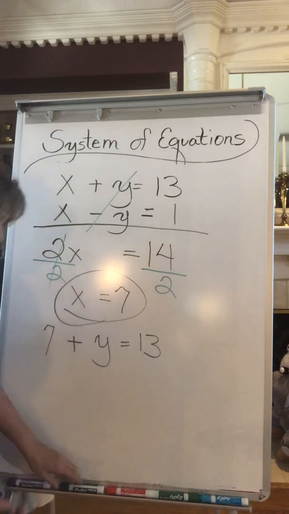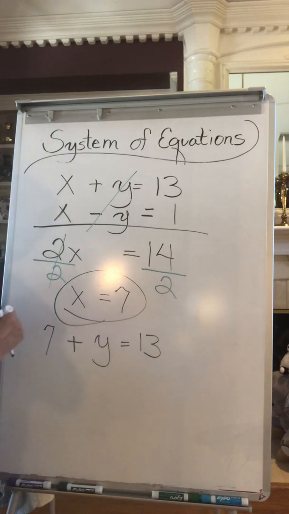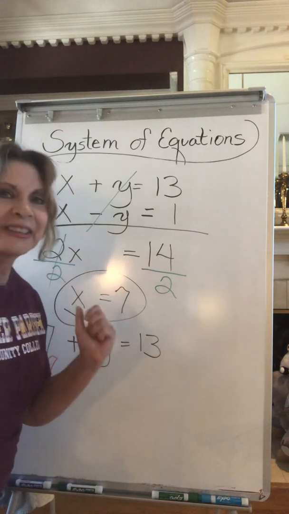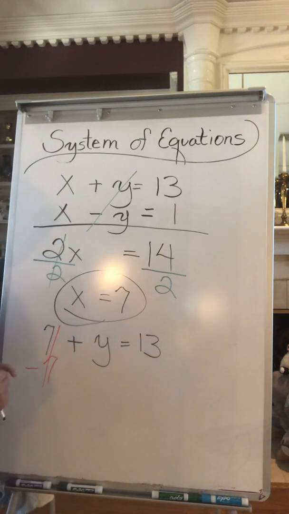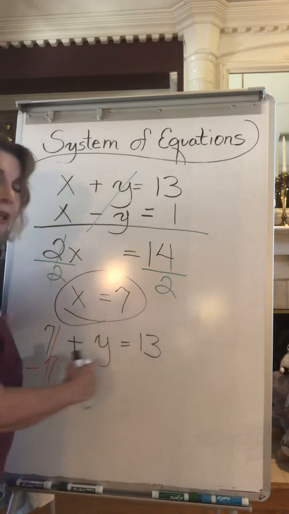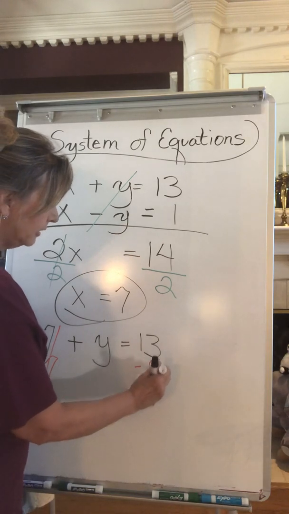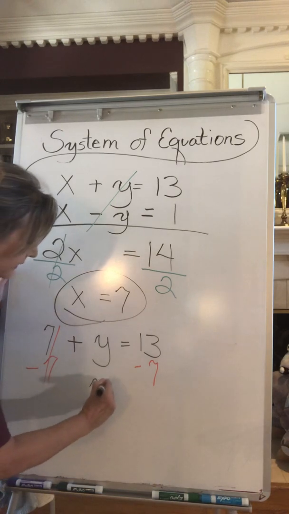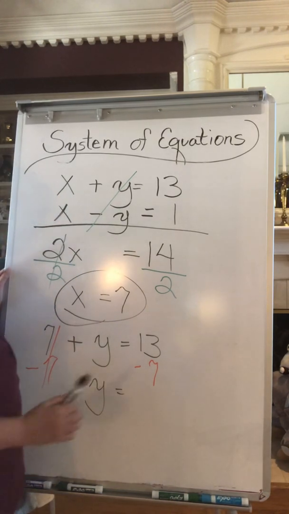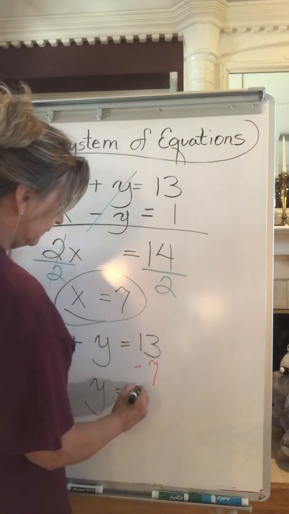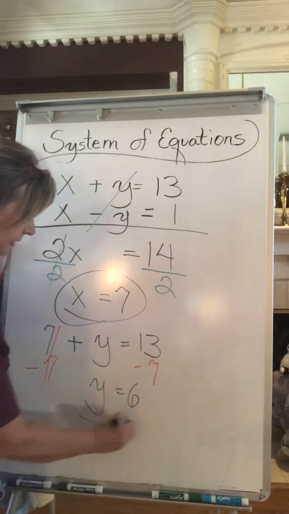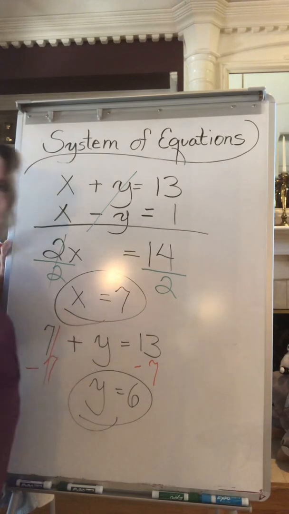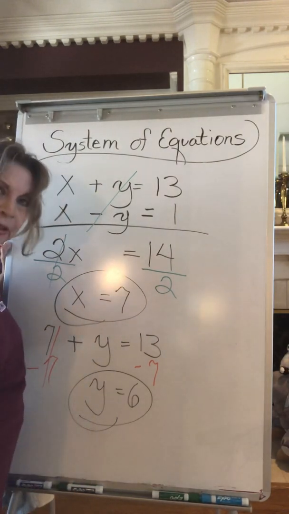7 is a positive number. To get rid of it, I could put a negative 7. 7 takes 7 away, it's out of there, right? Cancel that little buddy out. But if I subtract 7 on this side of my equal sign, I must go over here and also subtract 7. Now I have my y isolated. It's all by itself. 13 takes 7 away, leaves me with my answer, 6. So x is going to equal 7 and y is going to equal 6.